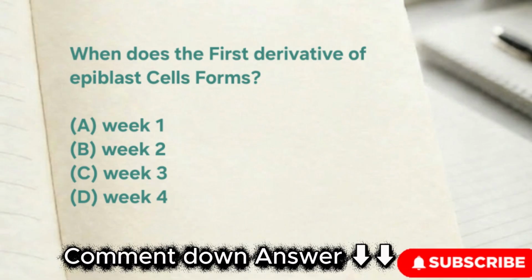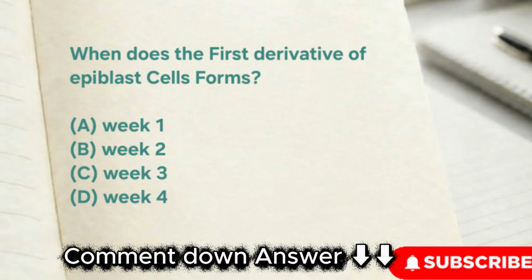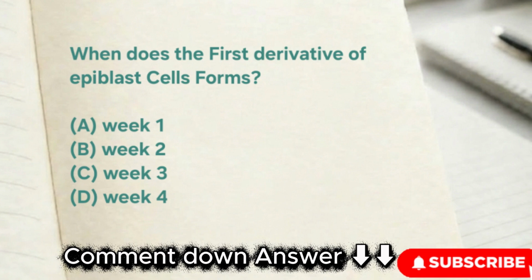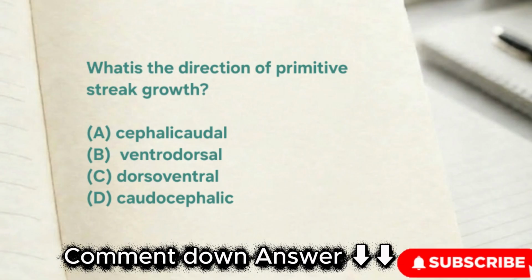Before finishing, let's solve the questions. When do the first derivatives of epiblast cells form? Option A, week 1. Option B, week 2. Option C, week 3. Option D, week 4. Comment down your answer. What is the direction of primitive streak growth? Option A, cephalocaudal. Option B, ventrodorsal. Option C, dorsiventral. Option D, caudocephalic.